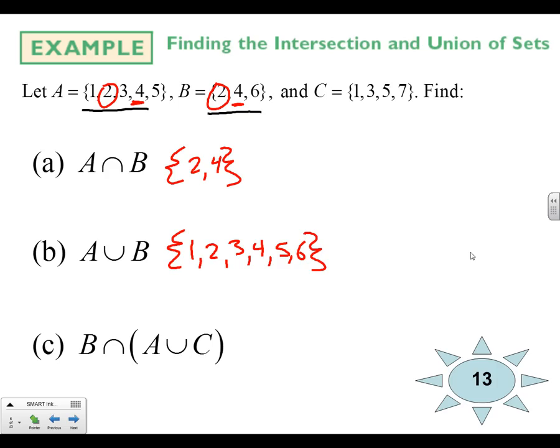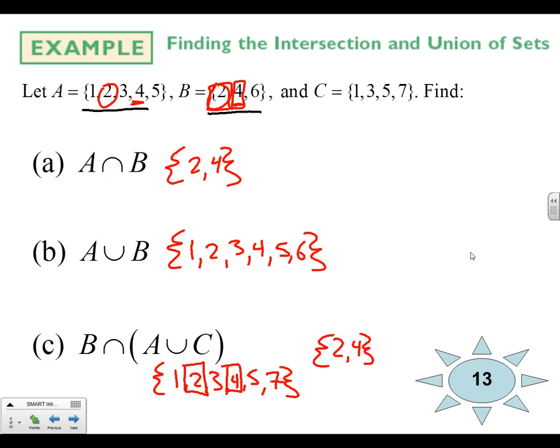And then the last one here: B intersected with the union of A and C. Now this is a little confusing, so we're going to work inside out. The union of A and C would be 1, 2, 3, 4, 5, and then C also adds in a 7. And then B is 2, 4, and 6. So what shows up in both of them? 2, 4, 2 and 4 again, and that's it. That's the only overlap. So our result here would be 2 and 4.